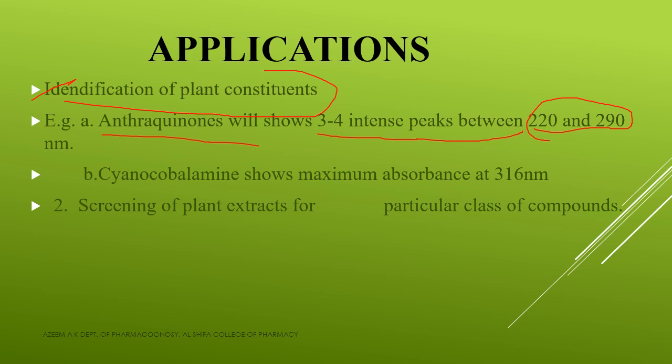An example that comes under this is anthraquinone glycosides, and they will show 3 to 4 intense peaks between 220 and 290 nanometers.